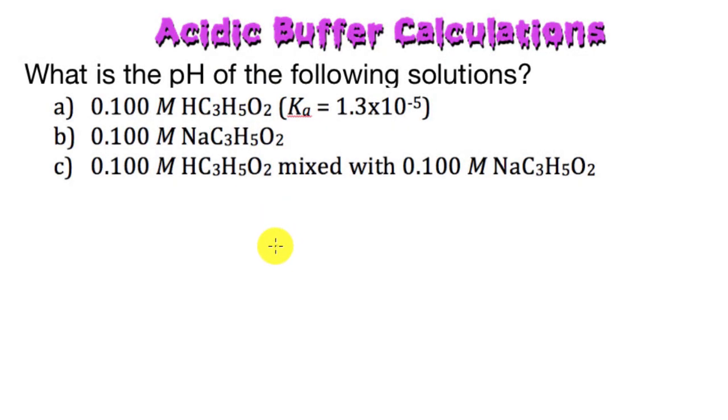Hey everybody, today's video we're going to cover acidic buffer calculations. So in a previous video you should have watched what a buffer is. So in this one I'm going to show you how we deal with the calculations. The way I'm going to do that is I'm going to compare two other types of reactions we've done.